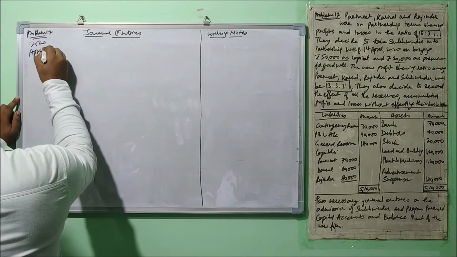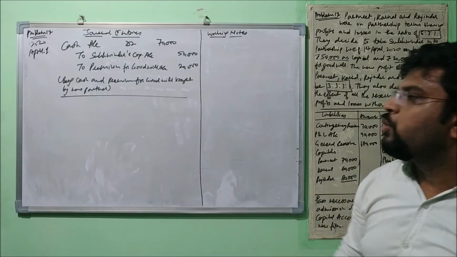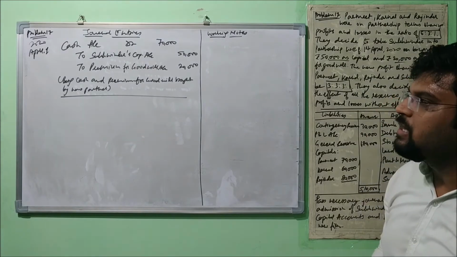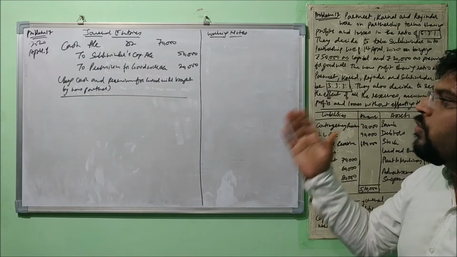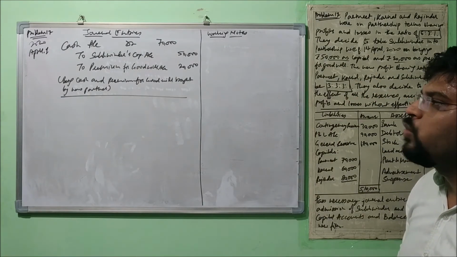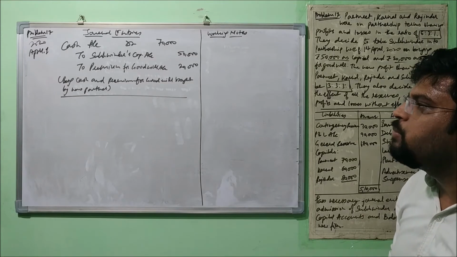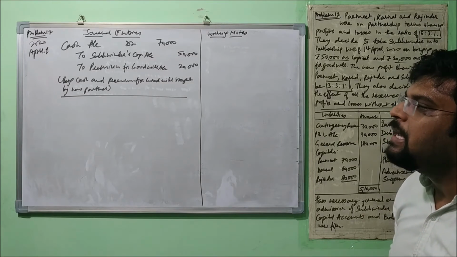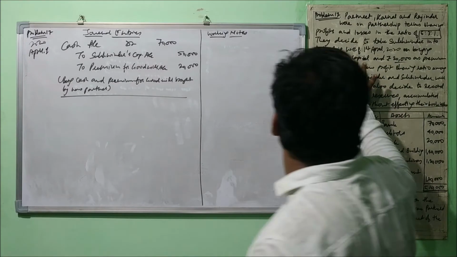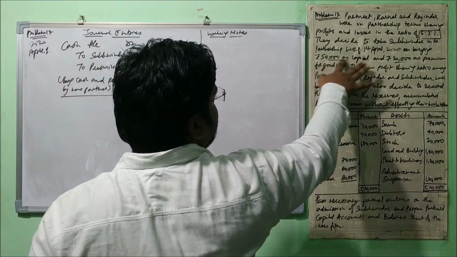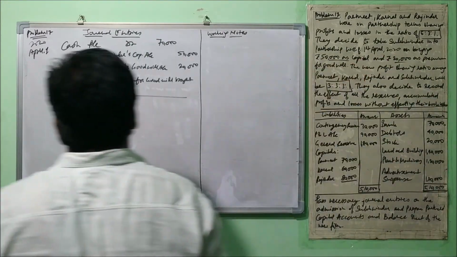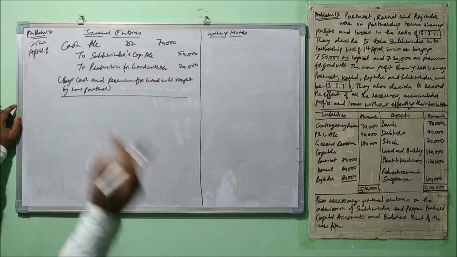2020 April 1. Okay, have a look here. Cash account debit 70,000 to Sukhwinder's capital account 50,000 to premium for goodwill account 20,000. Being cash and premium for goodwill brought by new partner, right? 50,000 he brought as capital and 20,000 as premium.